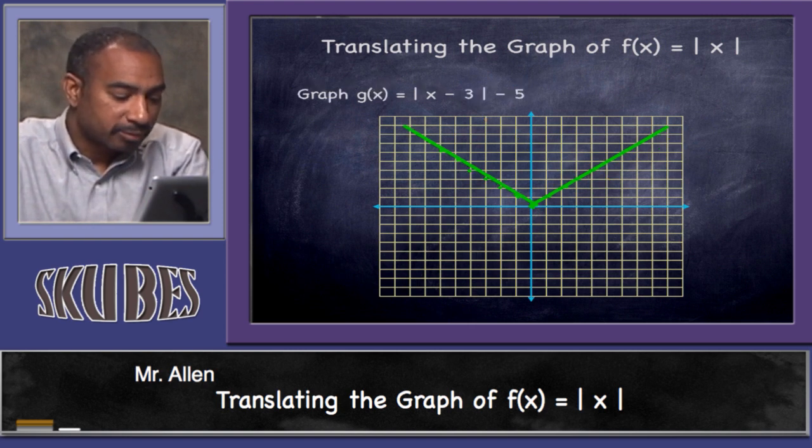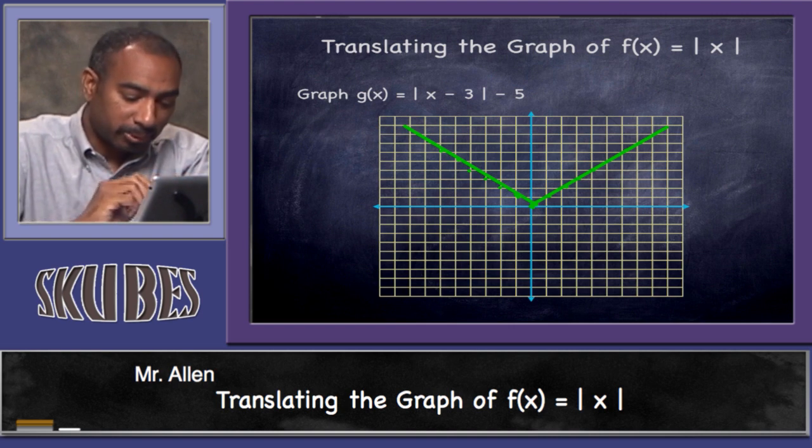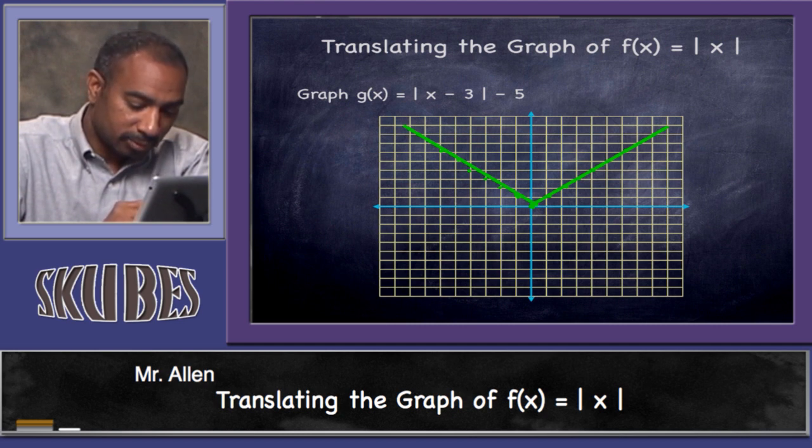All right, let's graph g of x equals the absolute value of x minus 3, minus 5. So again, I have to move to the right 3: 1, 2, 3, and then I have to go down 5: 1, 2, 3, 4, 5. Since it has a slope of 1, I just count over 1, up 1.